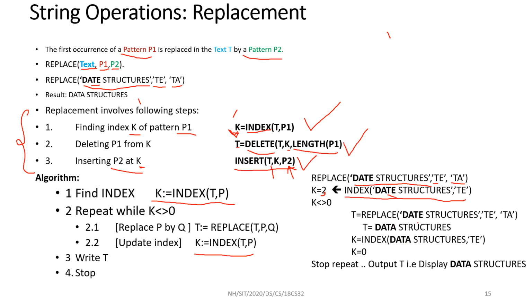The next step is to replace. From this string, date structure, the characters TE are to be replaced by TA. After that, we'll get one string, data structure. Repeat this process. I have to find out if I am having another TE in the string or not. Again, you find out the k value, the index of date structures, finding TE again. Fortunately, TE is not there. K value is 0. Stop repeating. So we now got the main string. That is the output.